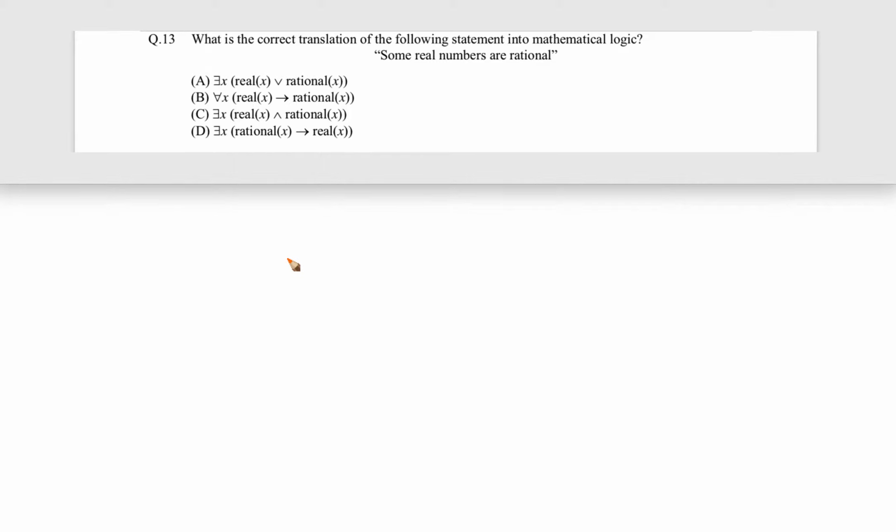Okay, so now we are going to see this question. This question came in GATE 2012 for 1 mark. It is a pretty standard question where we are given a particular mathematical statement, and we have to convert that into a particular mathematical logic.